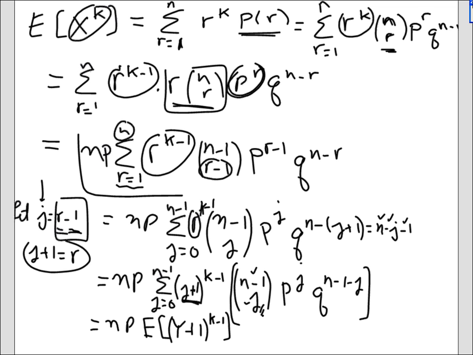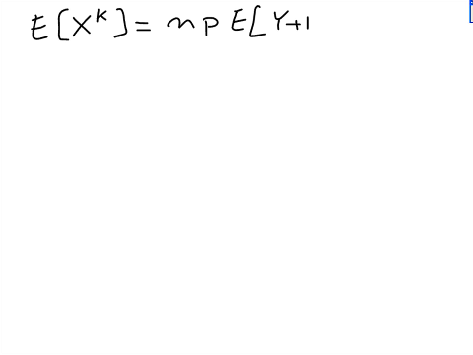So now, that's the expected value of x to the k. I'm going to write our result down, and then we'll deal with things from there. We've just proven that the expected value of x to the k is nothing more than n times p times the expected value of y plus 1 to the k minus 1.